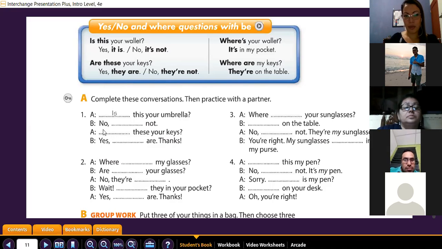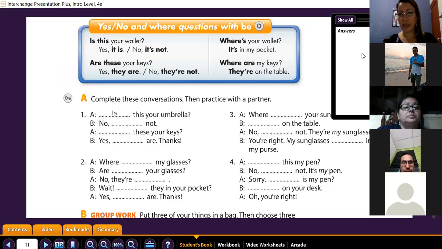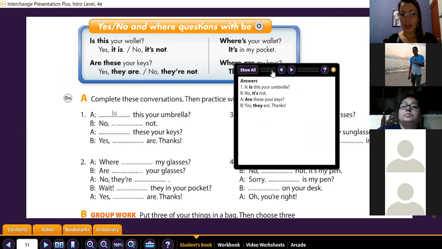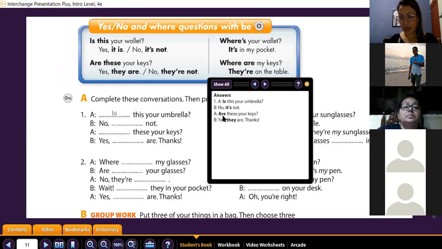Okay, y luego dice, these your keys, y contesta, yes. Entonces, ¿qué es lo que falta aquí? Are these your keys? ¿Son estas tus llaves? Yes, they are.